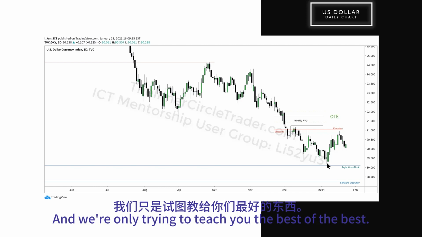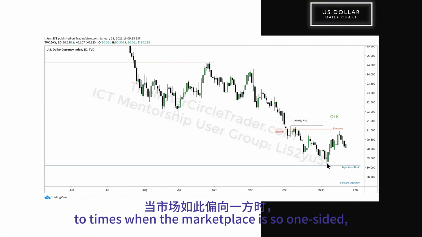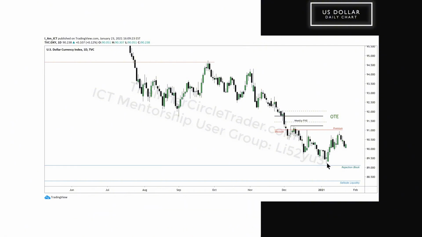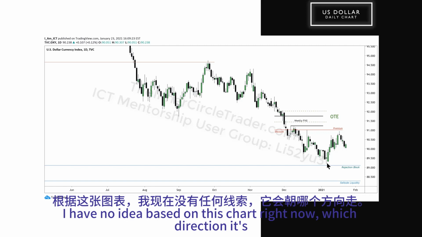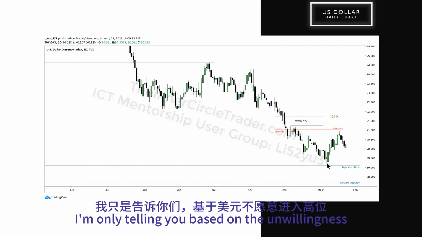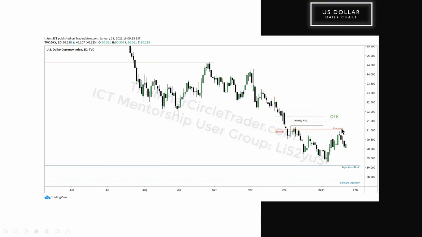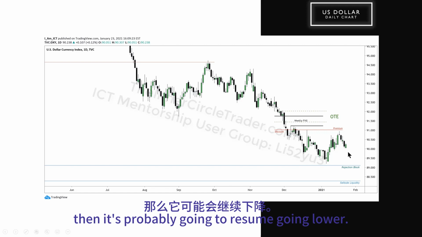And we're only trying to teach you the best of the best. Each year, we're trying to bring your attention to times when the marketplace is so one-sided. It's easy. But right now, admittedly, it's not easy. I have no idea, based on this chart right now, which direction it's likely to go with a high probability. I'm only telling you based on the unwillingness of the dollar to get into the premium level, and it's had multiple attempts to do so, then it's probably going to resume going lower.